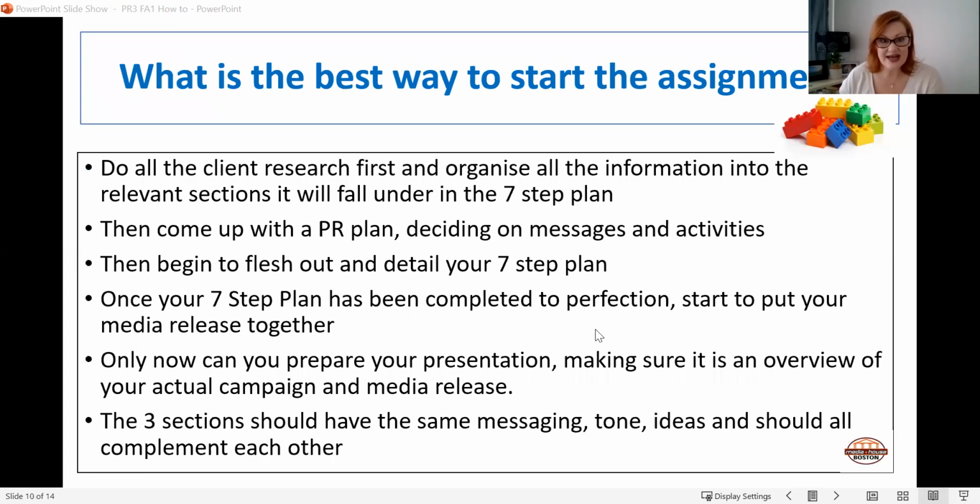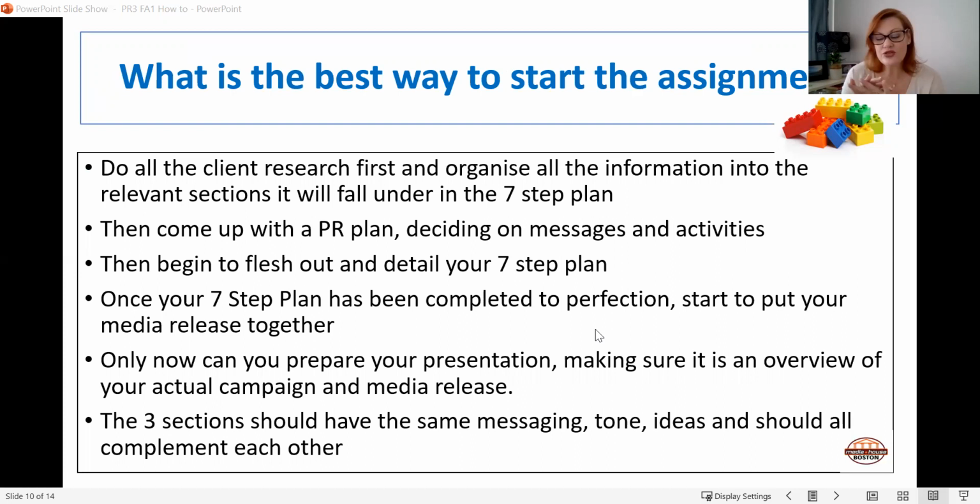The best way to start the assignment is to do all the client research, organize all the information into your 7-step plan, come up with a plan, decide on your messages and activities, and then begin to flesh out and detail your 7-step plan. Once your 7-step plan has been completed to perfection, you can then start writing your media release, and then you can start preparing what you're going to do in your presentation and the overview, and start practicing your presentation. Obviously, the first time that you present shouldn't be on the day that your lecturer is watching. You should have practiced it several times beforehand.